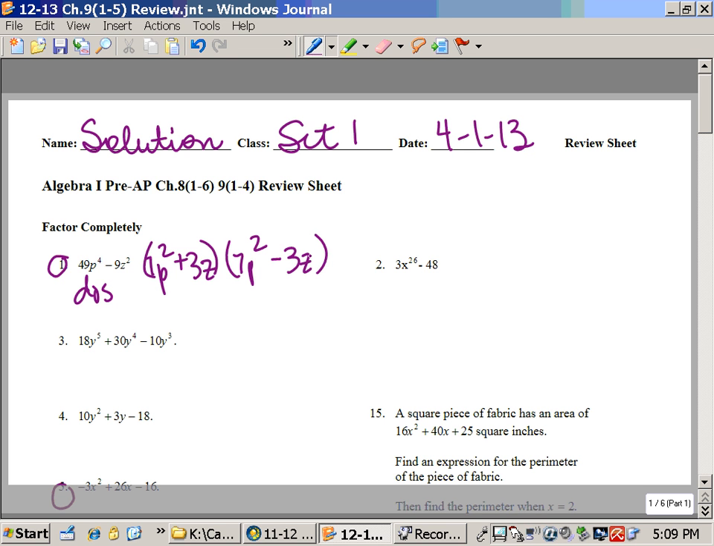Now I'm always supposed to try to go on if I see a square. However, 7 and 3 are not perfect squares, so that means I am finished.